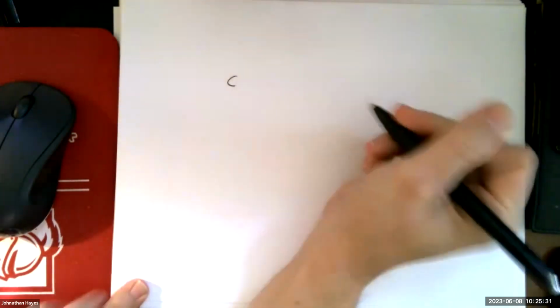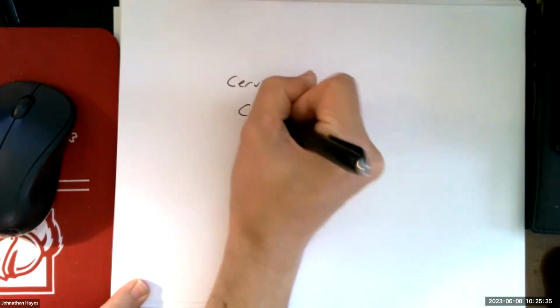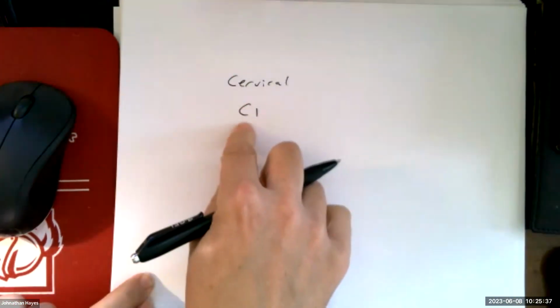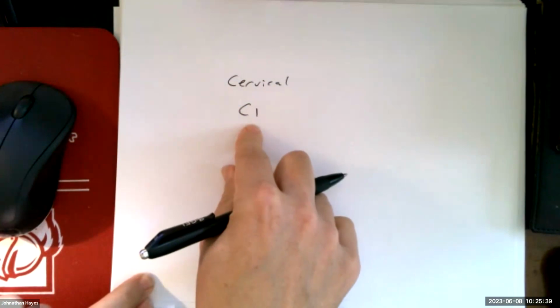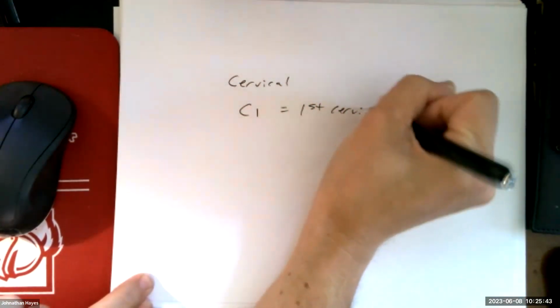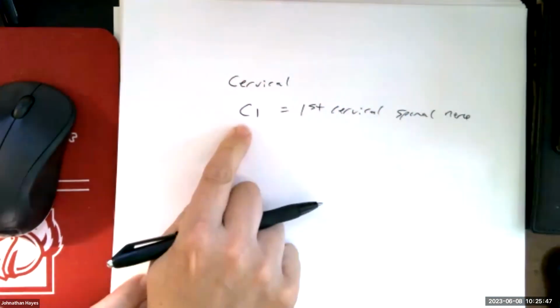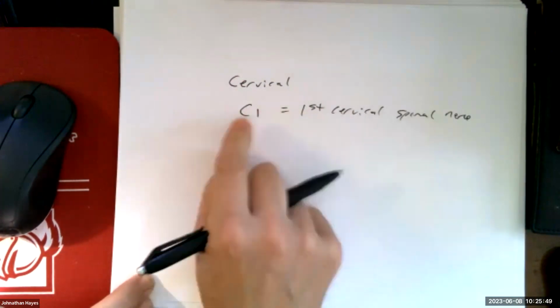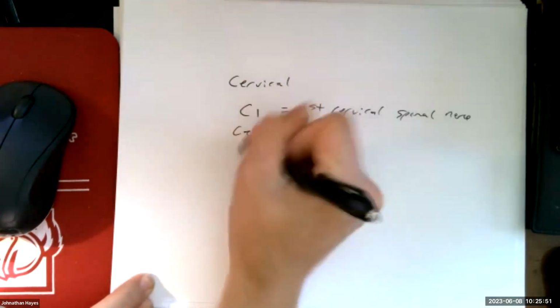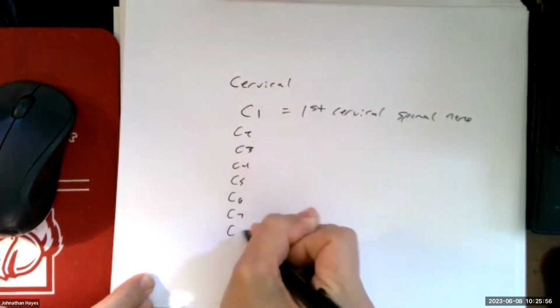And when we number those things, we'll number them like this. We'll put a capital C if I'm in the cervical. So let's say I'm in the cervical region, capital C1. That means my first cervical spinal nerve. So C1 equals first cervical spinal nerve. And now you see why we abbreviate everything, because I don't want to write that out. I can just write that. C2, C3, C4, C5, C6, C7, C8, okay?